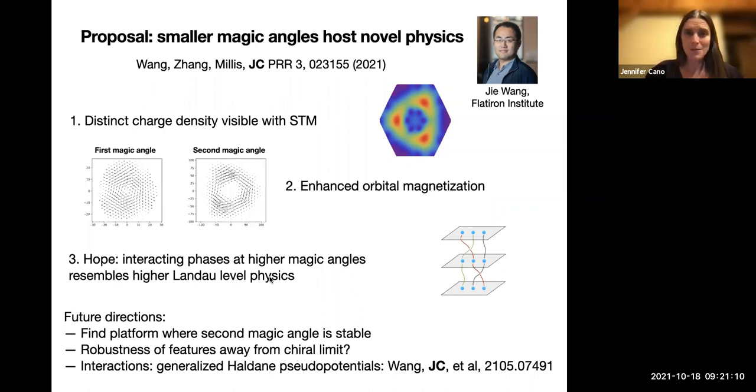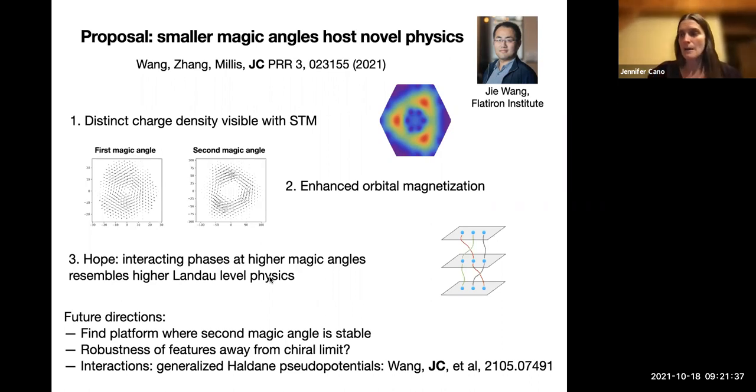So that's one of the things that makes us believe that looking at these second and third magic angles is a worthwhile pursuit. And I should mention there's some caveat here. The major caveat is that the second magic angle is more difficult to observe in experiment. What we're assuming here is that we're treating the layers as rigid and using this continuum model when we twist the two layers.